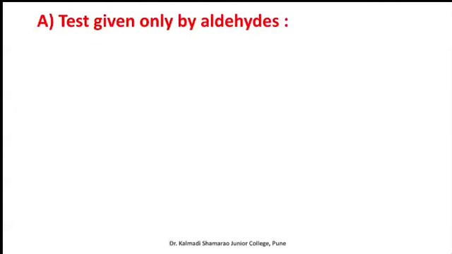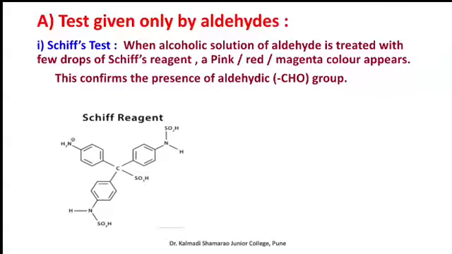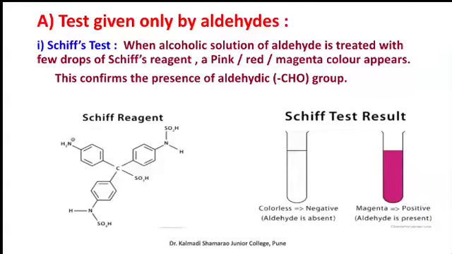First, let's talk about Schiff's test. When alcoholic solution of aldehyde is treated with few drops of Schiff's reagent, a pink or red or magenta color appears. This confirms the presence of aldehydic group in a given organic compound.